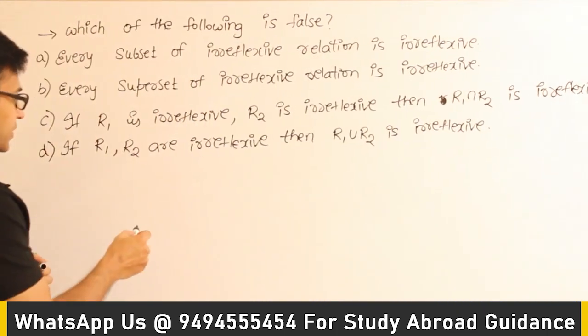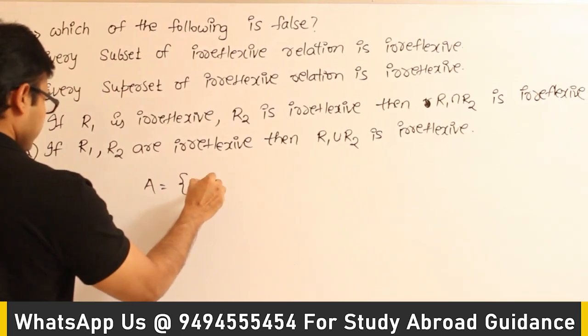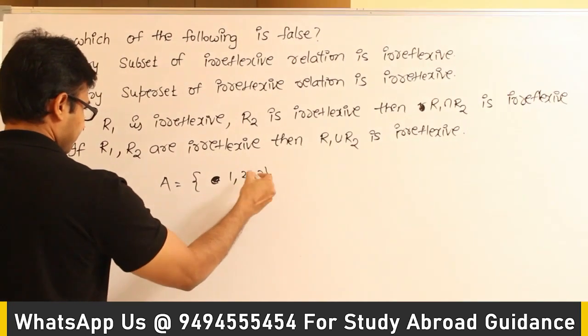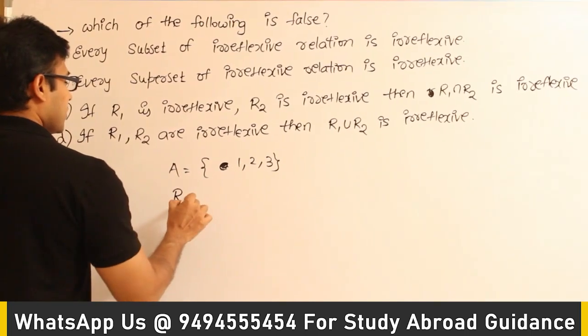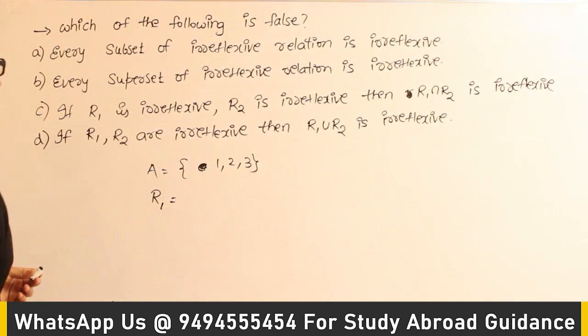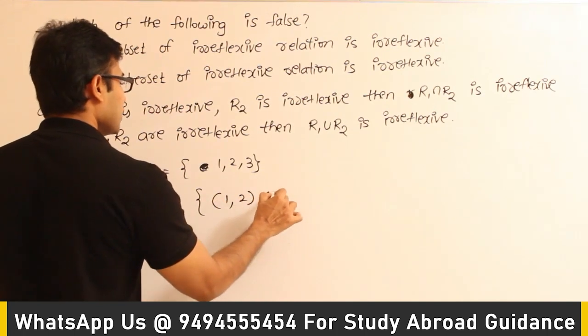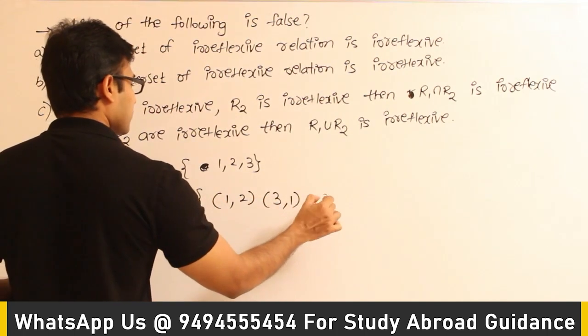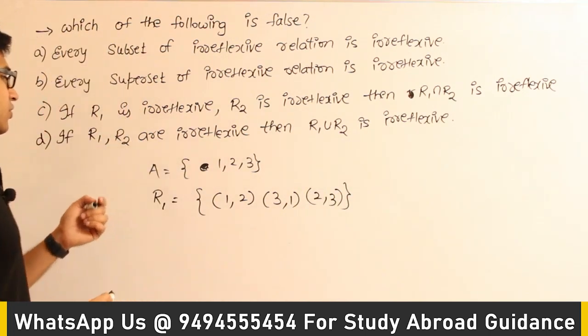Let me take some example here. Let us say a set A equal to {a, b, 1, 2, 3}. And now let me define a relation R1 on set A in such a way that R1 is irreflexive. So let me say (1, 2), (3, 1), maybe (2, 3). It is irreflexive. Why? There are no diagonal elements.